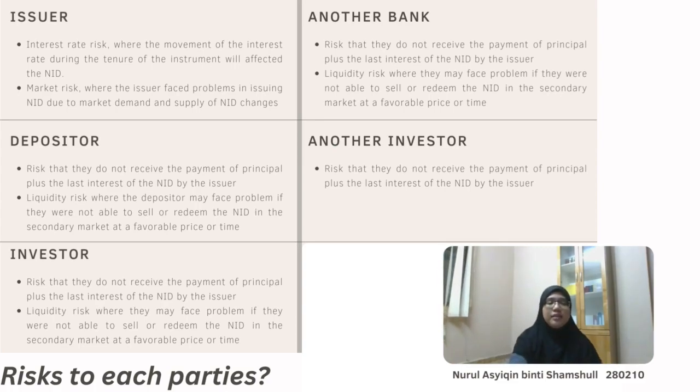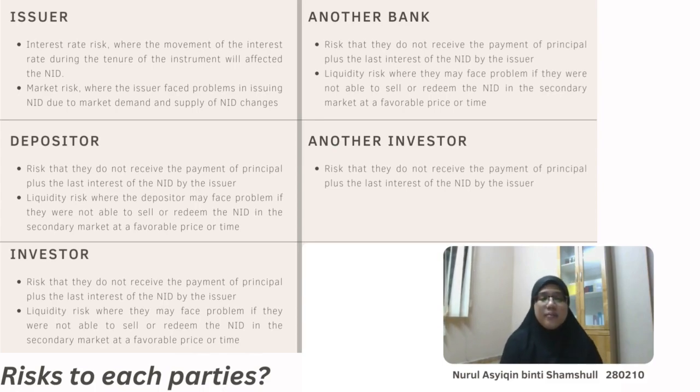Next, investor. The first risk that the investor might face is the risk that they do not receive the payment of principal plus the interest of the NID by the issuer. The next risk is liquidity risk, where the investor may face problems if they are not able to sell or redeem the NID in the secondary market at a favorable price or time. In a situation where the investor needs immediate cash and they plan to sell the NID in the secondary market, it would pose a problem to the investor if the price and the rate at the time is unfavorable.